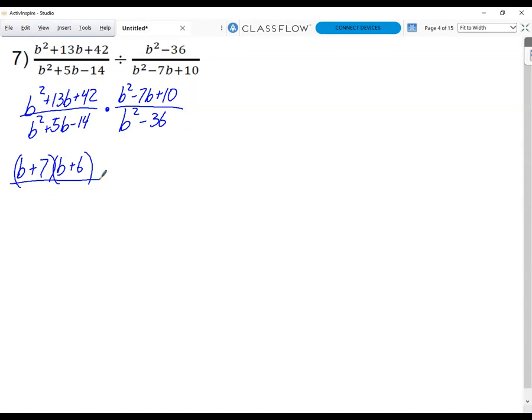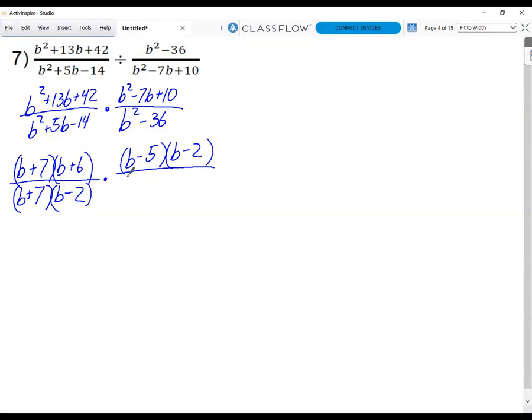Factors of negative 14 that add up to positive 5. So it's going to be a positive and a negative. Well, 14 is negative, 5 is positive, so our bigger number is going to be positive. Let's try 7 and 2. Positive 7, negative 2, that works. Now we're multiplying by factors of negative 10 that add up to negative 7. Well, that's going to mean both of those are negative. 5 and 2.